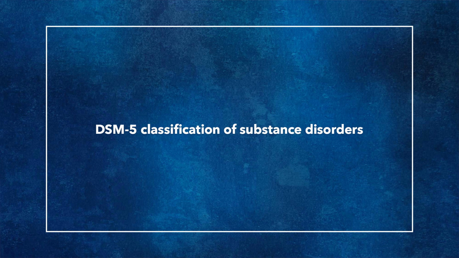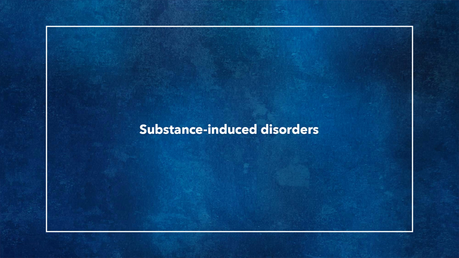Now, let us learn about DSM-5 classification of substance disorders. The Diagnostic and Statistical Manual of Mental Disorders, 5th edition, that is DSM-5, by the American Psychiatric Association, is a comprehensive and reliable manual for the diagnosis of mental disorders. DSM-5 categorizes the substance-related disorders into two groups: substance use disorders and substance-induced disorders. First, we'll learn about substance-induced disorders.